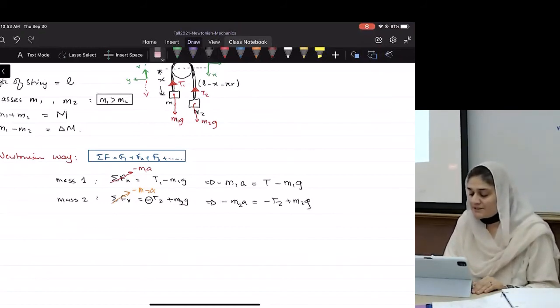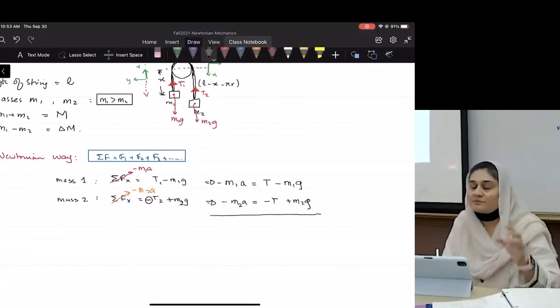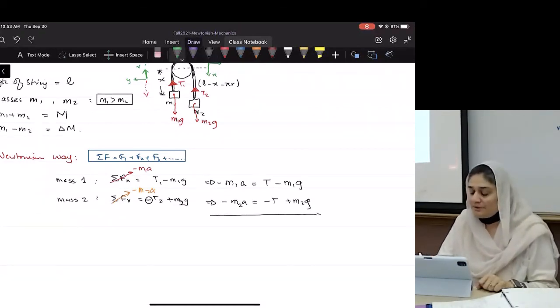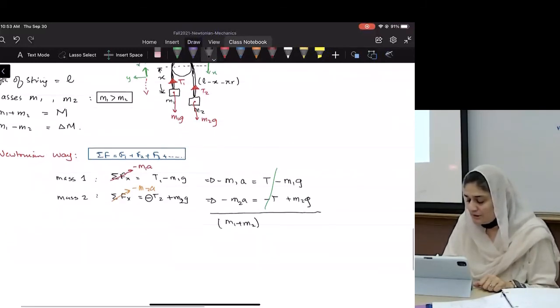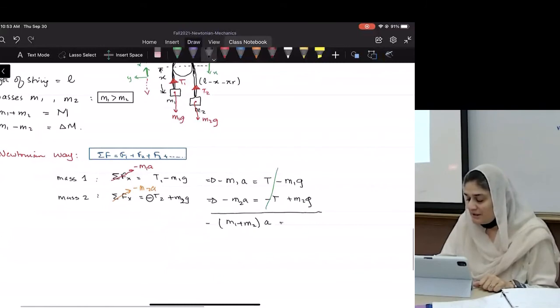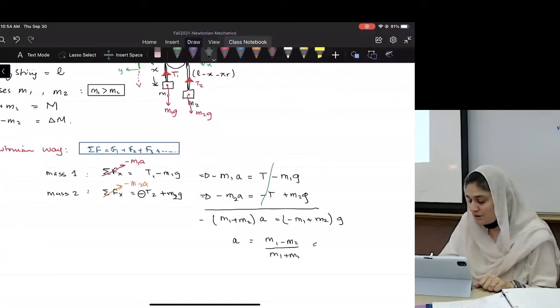Are both tensions equal? So can I get rid of the subscripts? Can I add both equations together? Yes. Will that make my T go away? So what will I be left with? M1 plus M2 A equals minus M1 plus M2 G. So will my acceleration be M1 minus M2 divided by M1 plus M2 G?